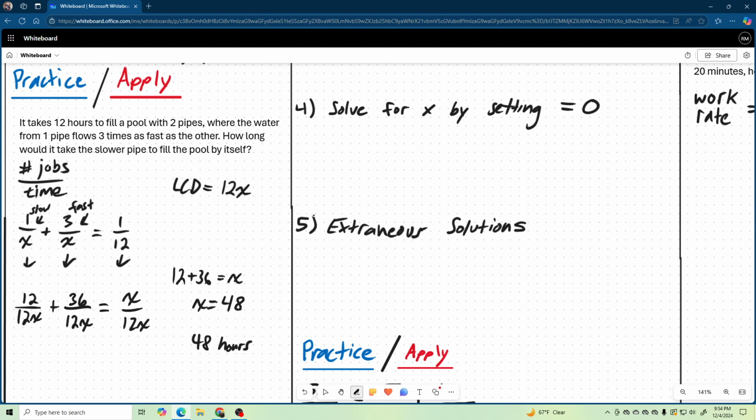And if you're wondering, the fast pipe would be 3 over 48, and 48 divided by 3 is 16. So the faster pipe could do it in 16 hours. Cool. All right, fun stuff.